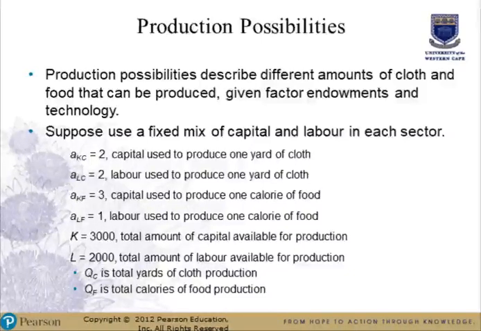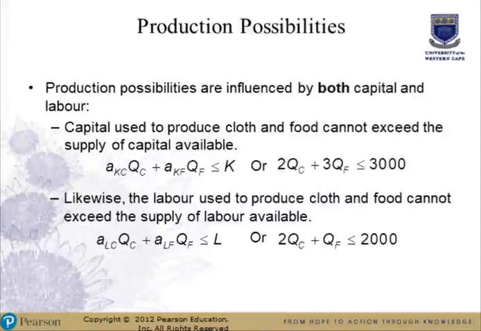Note that these unit requirements are now reflecting the quantity of inputs used to produce a given output, not the quantity of labor required as in the Ricardian model. Furthermore, these unit requirements are fixed with no possibility for substituting labor for capital or capital for labor. Suppose further we have an economy that has a total amount of capital available for production of 3,000 units of machine hours and a total amount of labor available for production of 2,000 units of work hours.